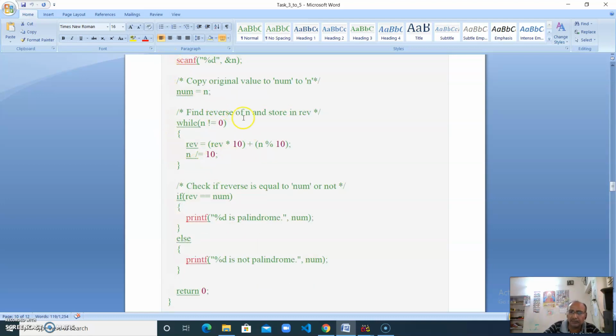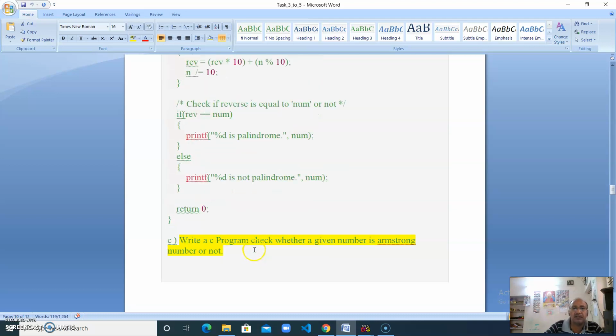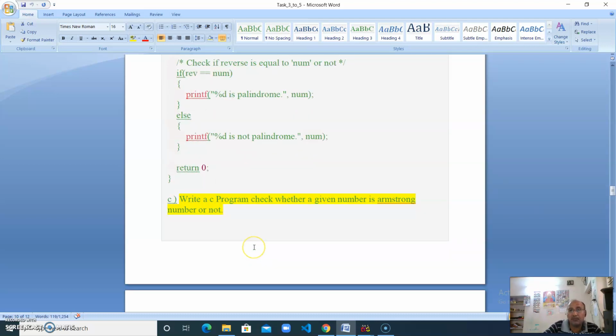This is the logic: the reverse of that particular number. If the reverse of a number equals the original number, that particular number is a palindrome, otherwise not a palindrome. Next question. Write a C program to check whether a given number is an Armstrong number or not.